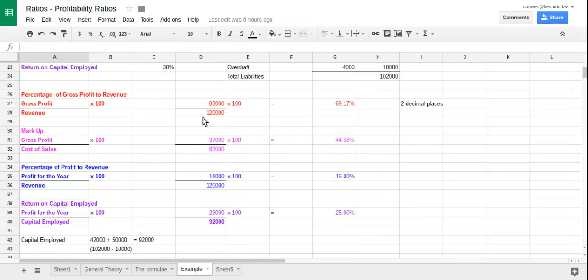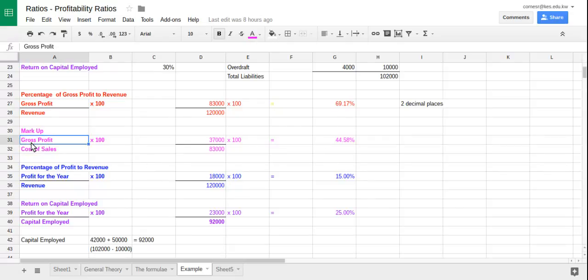Okay, gross profit, we know the gross profit for the year is 83,000. If you'd looked at the top of the income statement, the revenue is 120,000, multiply it by 100, that gives us 69.17%. And notice for these ratios, I do them all to 2 decimal places. That's what you'll be expected to do in an exam.